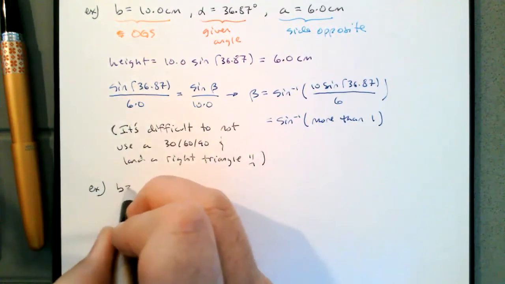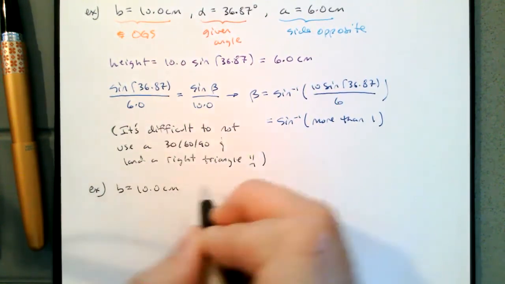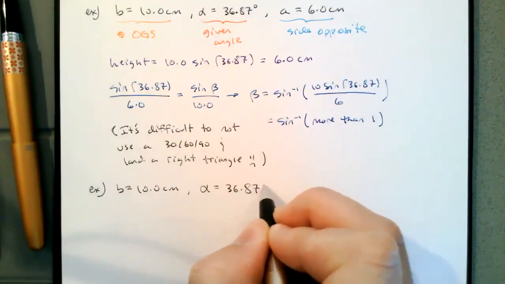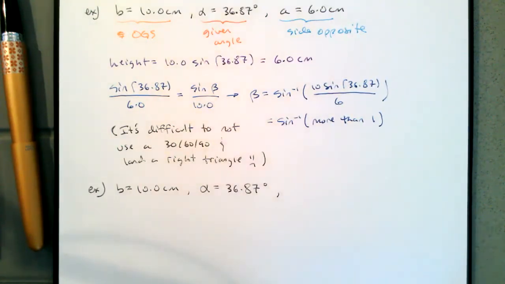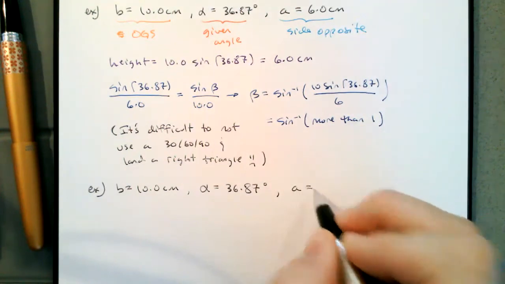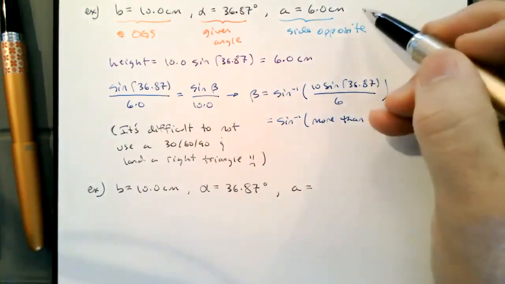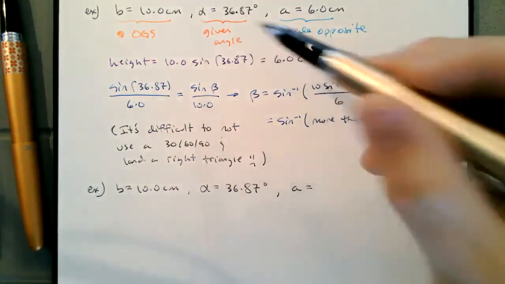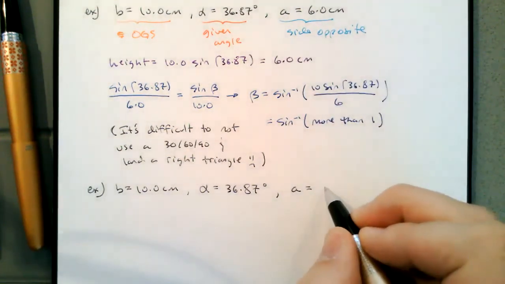Let's go with B is equal to 10 centimeters. Let's go with alpha still 36.87, even though this betrayed me last time. But now I'm going to make the side opposite the given angle more than the height, so greater than the height of 6, but less than the other given side of 10. So I'm going to say the side opposite the given angle is 8.